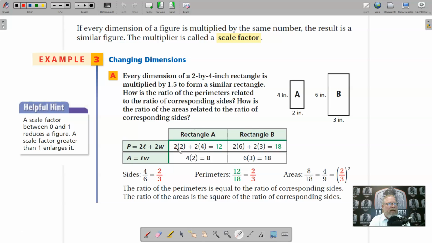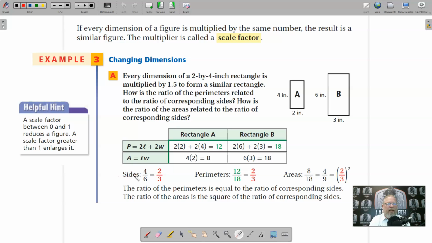First for rectangle A, we would plug in the sides 2 and 4, do the math, and we would get 12. So rectangle A has a perimeter of 12, and rectangle A has an area. By plugging in the 4 and the 2, we see it's an area of 8. For rectangle B, we're going to plug in 6 and 3, do the math, we get a perimeter of 18. And if we plug in 6 and 3 for the area formula, we would get 18. Interesting. Perimeter, area for B are exactly the same.